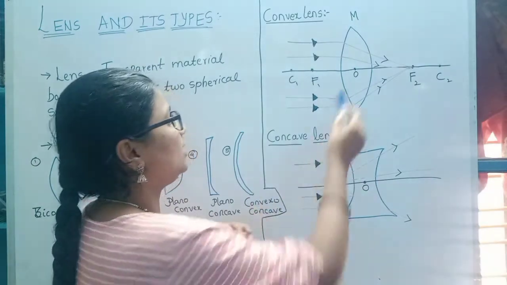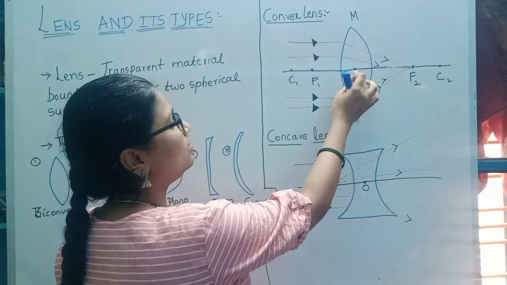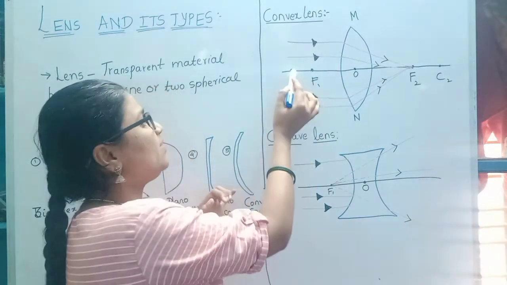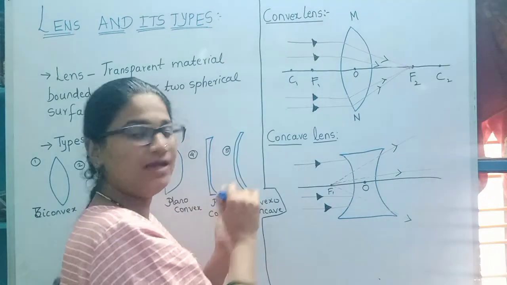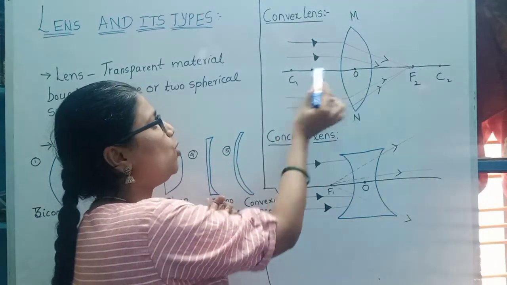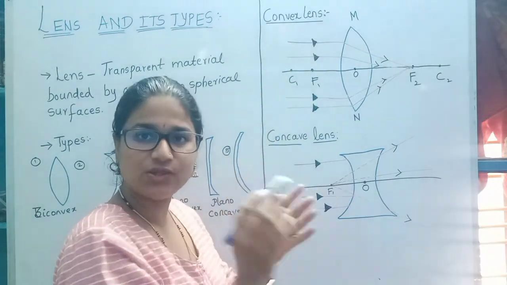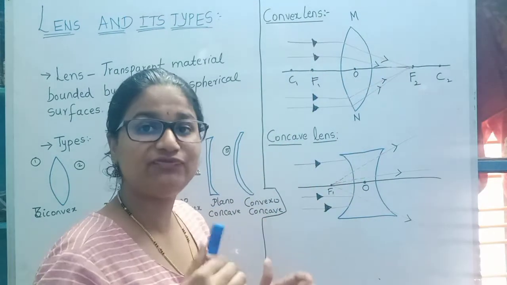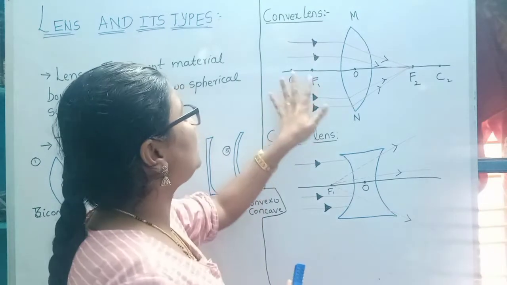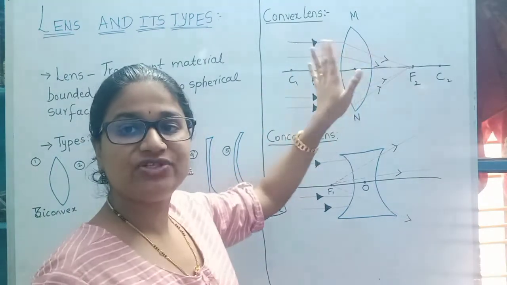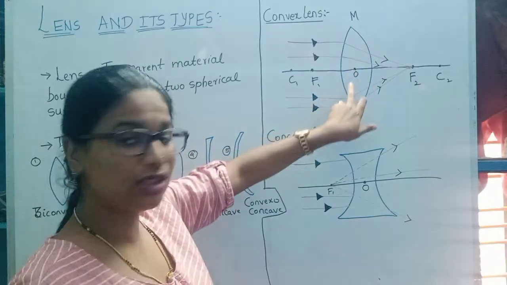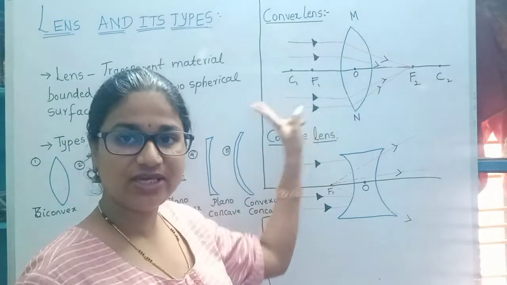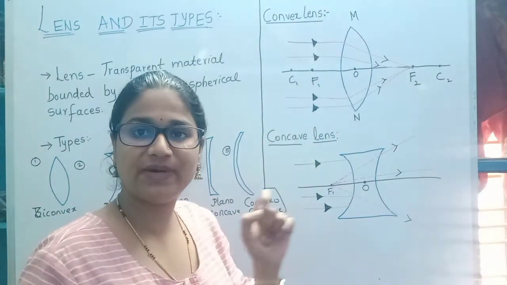Now, no doubt both the spherical surfaces will be part of a sphere, so they will be having centers of curvature. The distance between O and the center of curvature will be the radius of curvature. And where the images will be formed, those will be principal focus, right? And the imaginary line which is passing through the center of a lens, that is O, and the centers of curvature is called the principal axis.